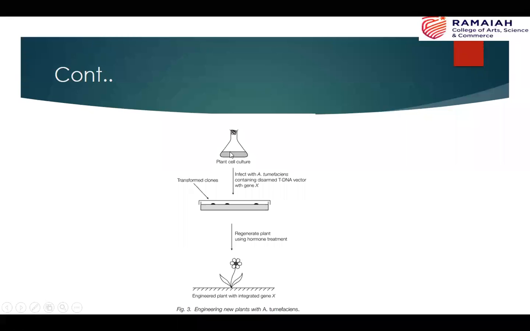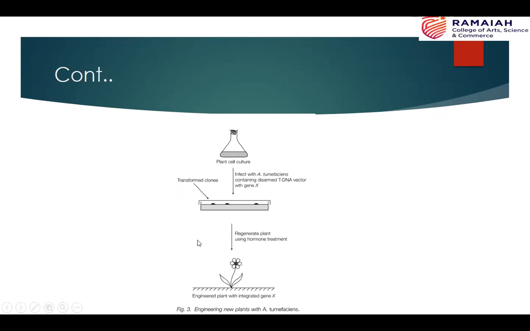So these are the plant cells that are maintained in culture. If you infect them with the Agrobacterium bacteria containing your disarmed tDNA vector with gene X, this disarmed tDNA vector carries your gene of interest, and that same bacteria will also have another molecule of DNA containing the remaining portion of your Ti plasmid. Then only the integration can take place. So when you infect the cells in culture with these bacteria, the cells are transformed. These transformed clones can be regenerated into a complete plant by treating with appropriate hormones.